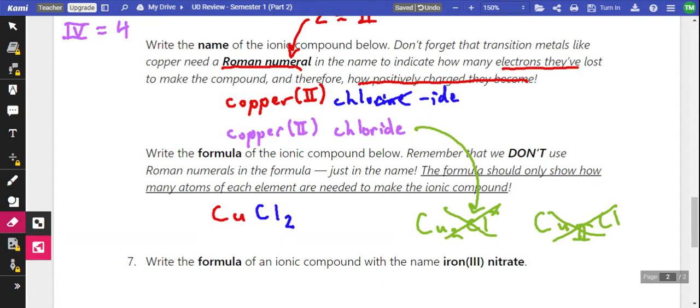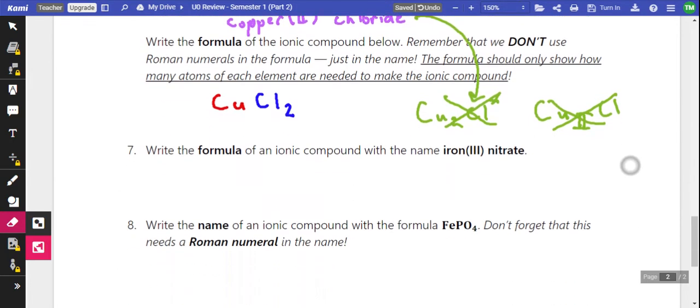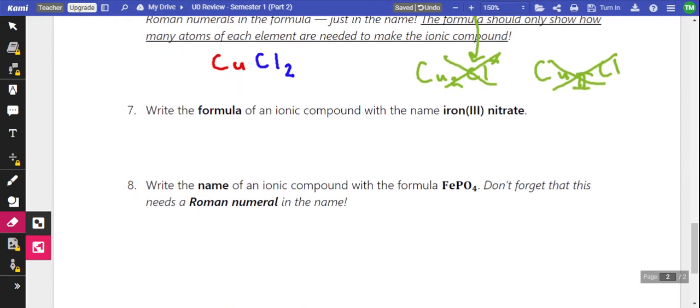Okay. Let's look at a couple more examples. Write the formula of an ionic compound with the name iron 3 nitrate. So again, that Roman numeral 3 is telling us something. Okay, that means that in this case, iron is giving up 3 electrons, and it's going to end up with a positive 3 charge. I'm going to write 3 plus right there.